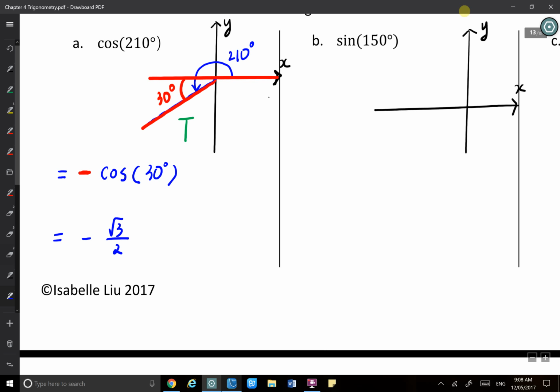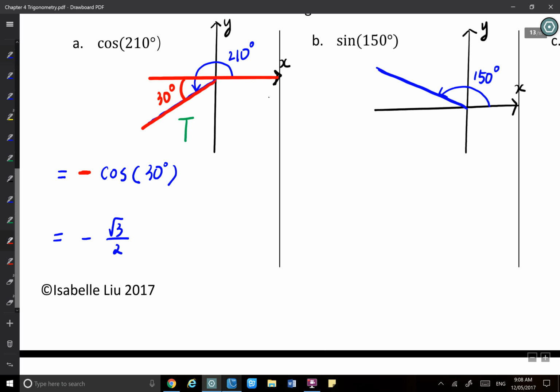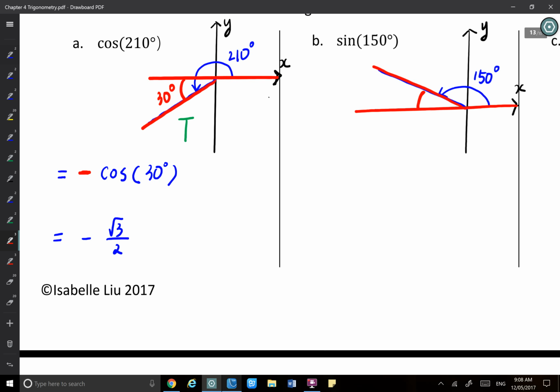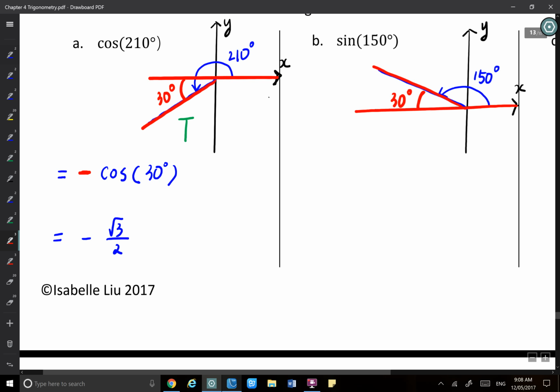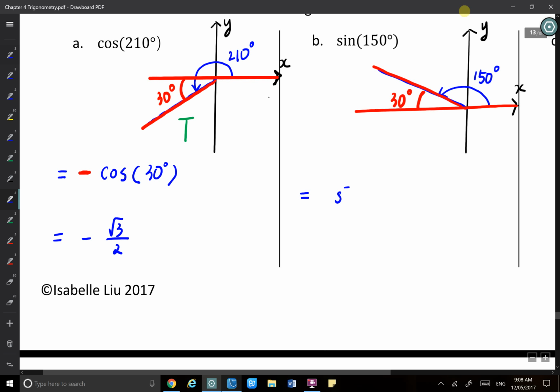Where will 150 degrees sit? Say it's about here. Here is 150 degrees. Where is the reference angle? This line? This will be the reference, right? What is the reference angle? 30 degrees. And we can directly change it to 30 degrees. That's the first step.